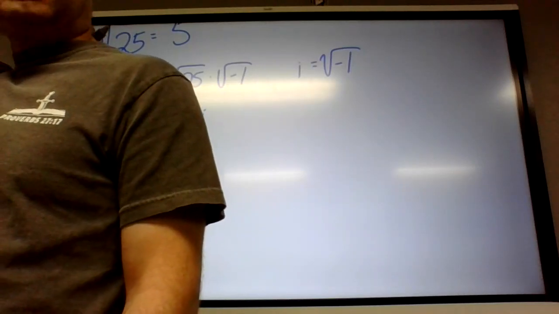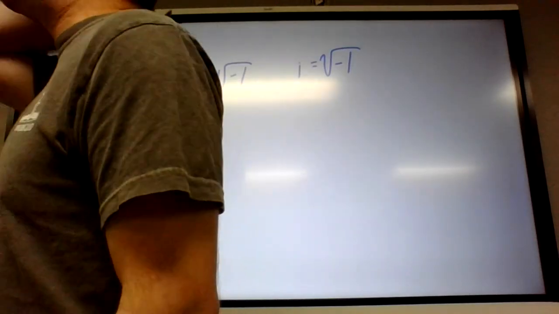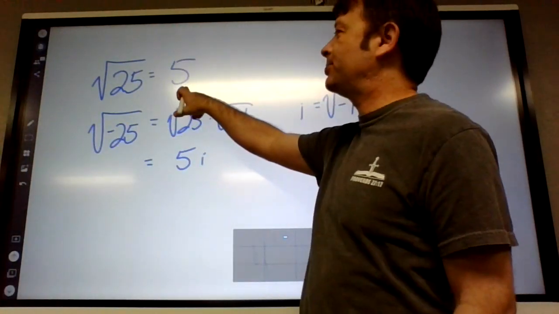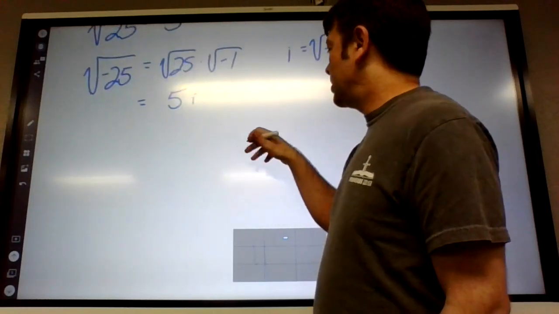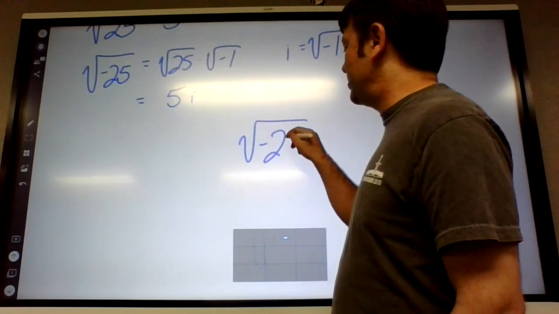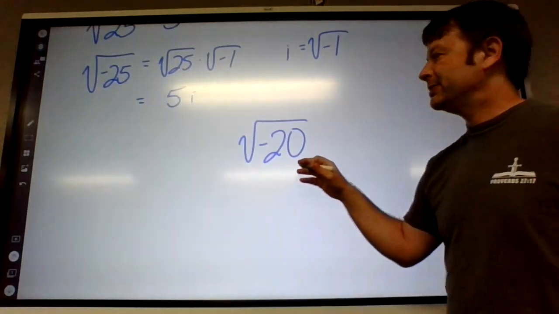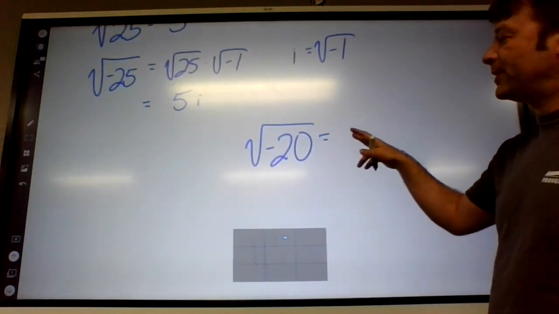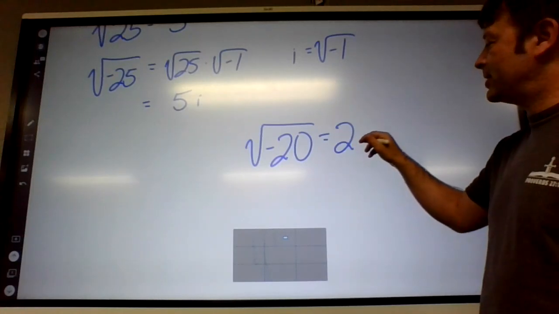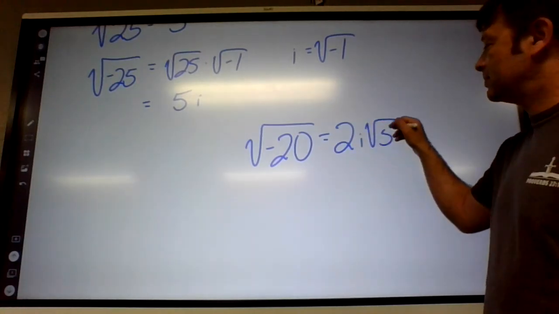You don't really need that calculator though, because all we did was square root of 25 is 5 and just put an i. Now, if it was square root of negative 20, you guys remember what square root of 20 was earlier? 2 square root of 5. So this would just come out as 2i square root of 5.